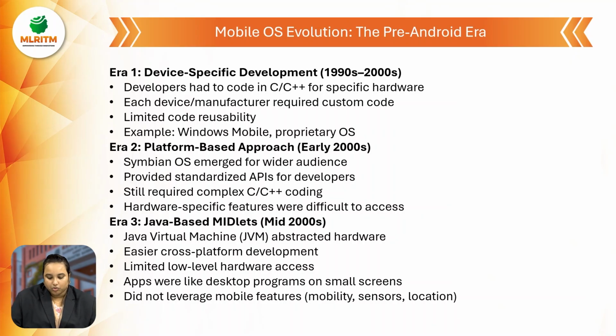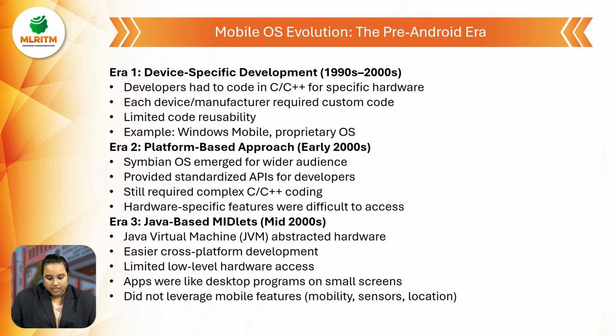Next we got Era 2, a platform based approach which started in the early 2000s, where we used Symbian OS for a wider audience. It provided standardized APIs for developers. It still required complex C++ coding, and hardware specific features were difficult to access.